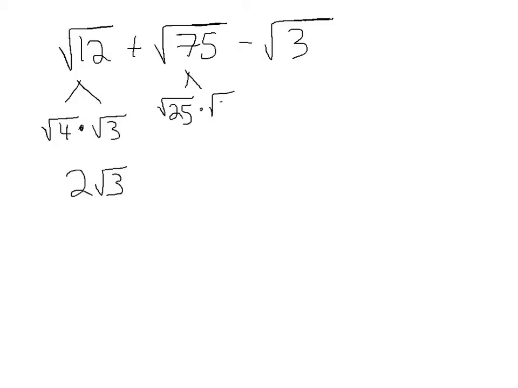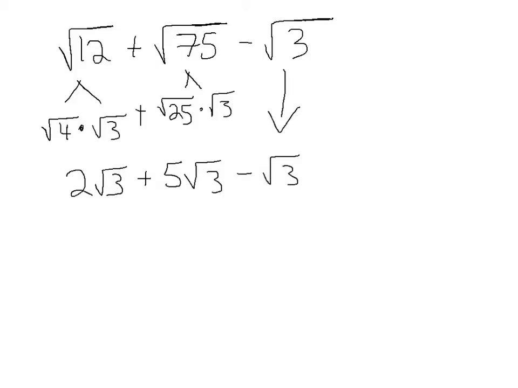So I have the square root of 25, and that goes in 3 times. So the square root of 25 times the square root of 3. And this is plus. So the square root of 25 is 5, and I have 5 square roots of 3. Well, the square root of 3 cannot be reduced, so I'm just going to bring that down, and it's minus the square root of 3.